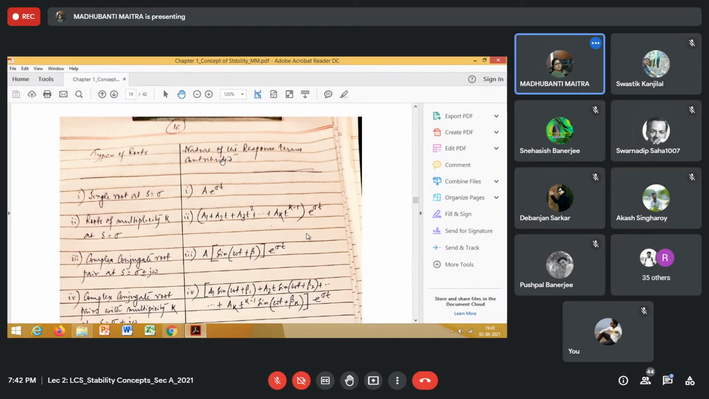Now the first case, single root at s equal to sigma. That means we are talking about a real root, s equal to sigma. I'm assuming that you know all these things: real root, complex conjugate root pair, all these things, right?